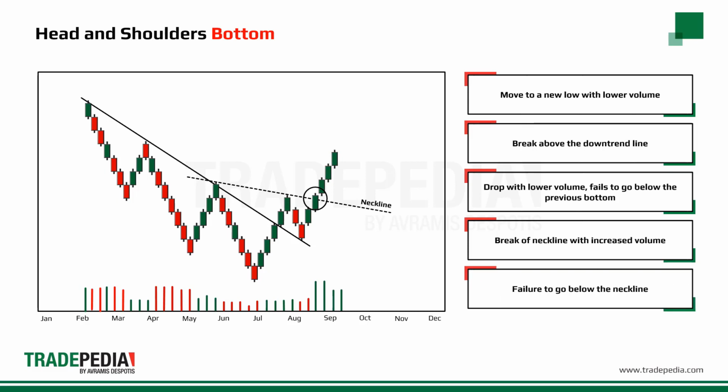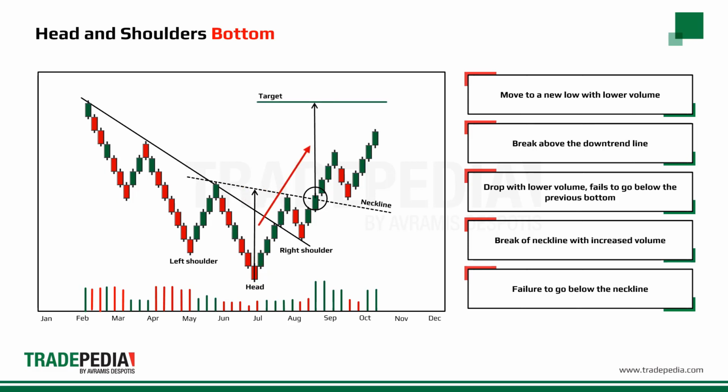Failure to go back below the neckline acts as a confirmation to the new uptrend. For the initial target, measure the distance between the head and the neckline and project the distance from the break of the neckline.